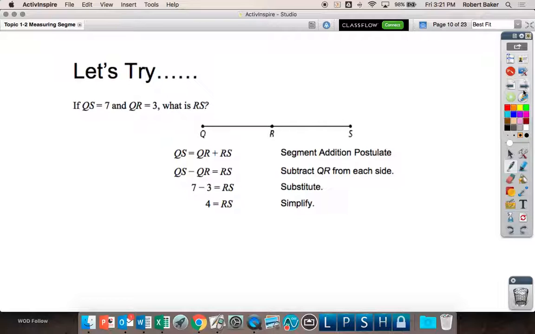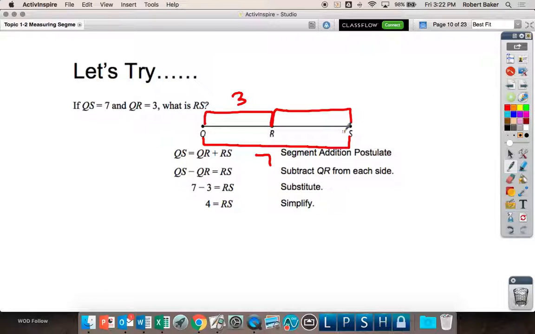Okay, so QS is 7, QR is 3. What is RS? I have 2 more questions. 4. Perfect. Did you do it in your mind or did you draw on the paper? Both. I like to do it like this. I always put the total distance from here to here on the bottom. QS is 7. And then it says QR is 3. Is that the first part or the second part? First. So I say this is 3, and then I have to figure out how long this piece is. And I get the answer is 4, but it's the segment addition postulate.